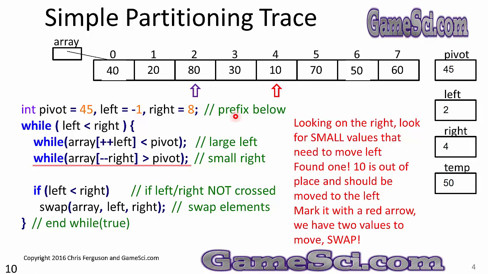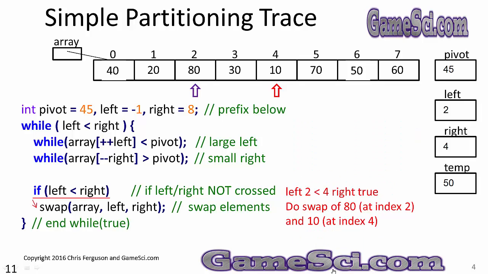Now we have two numbers that need to swap. We have 10 on the right, which needs to go this way. We have 80 on the left, which needs to go that way. We're going to swap. And we're going to get 2 for the price of 1. 80 is going to move to a better spot. And 10 is going to move to a better spot. Checking our if statement, left, which is 2, is less than right, which is 4. That is a true statement. We're going to swap 80 at index 2 with 10 at index 4.